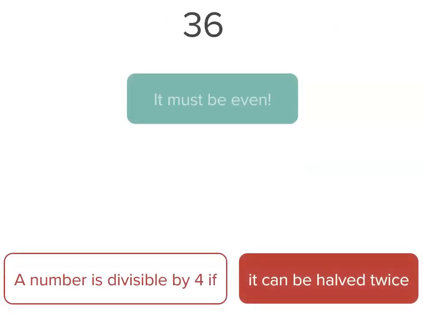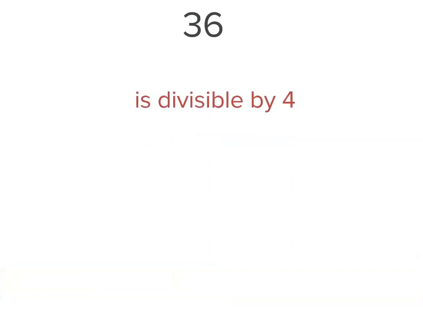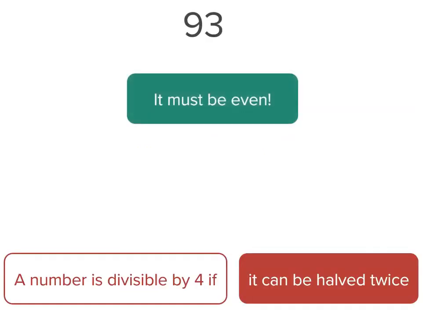So 36 is actually even. Half of 36 is 18. Half of 18 equals 9. We can take half of 36 twice, so 36 is divisible by 4. 93. Well, it must be even, remember, because we need to take half twice. So 93 is not even. It can't be divisible by 4.